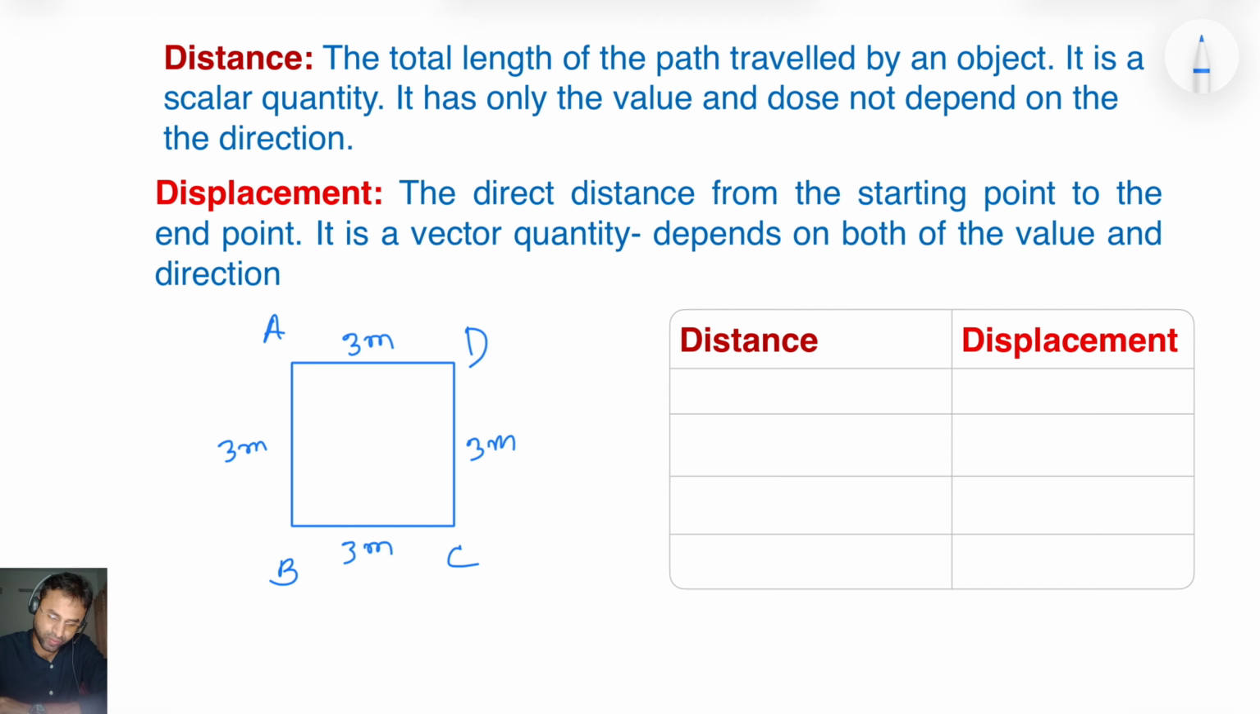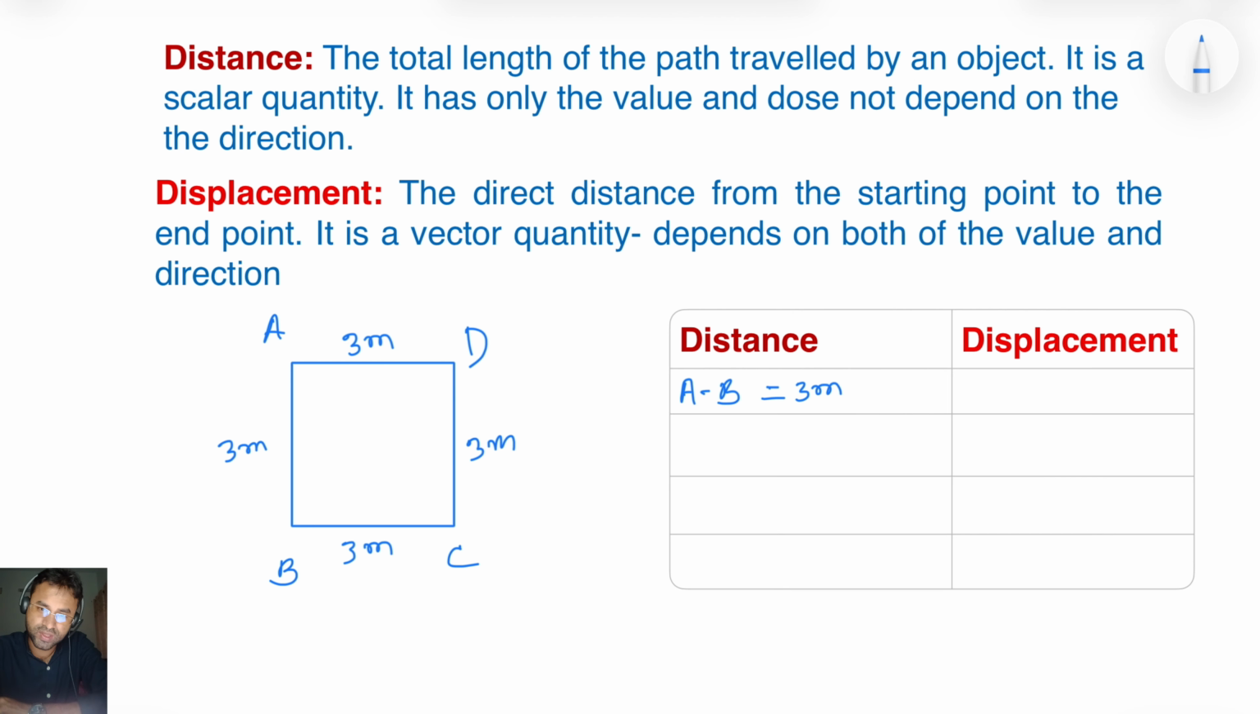When the object is traveling from A to B, its distance will be 3 meters, as the length of A to B is 3 meters. So for the pathway A to B, distance is equal to 3 meters, right?